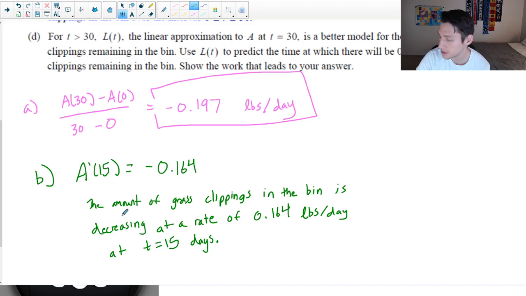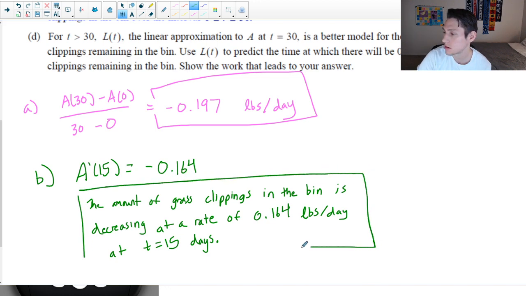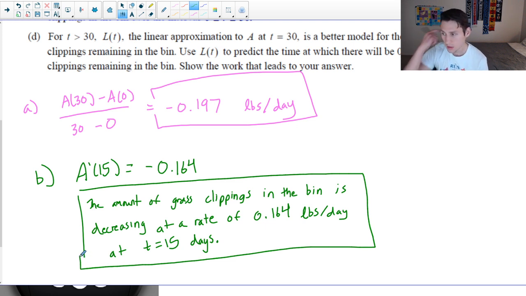So we have to keep an account of that. That plays a very important part in our answer. A just represents the amount, so A prime means the rate.